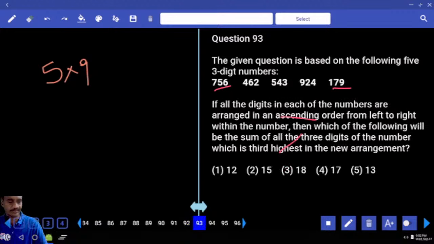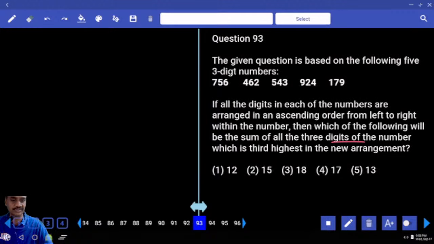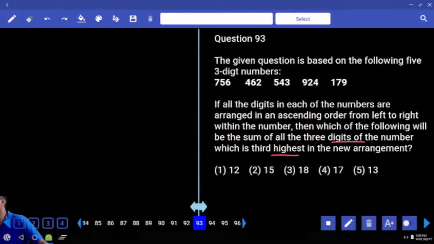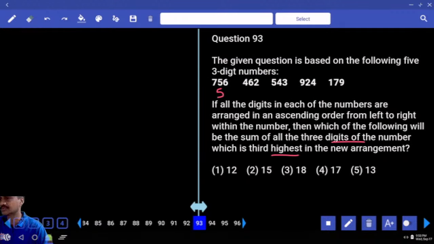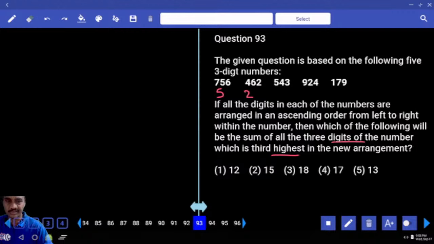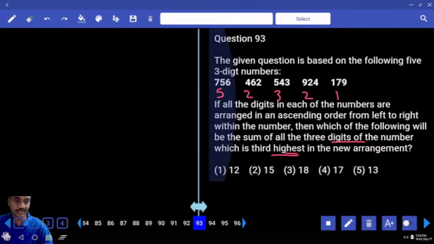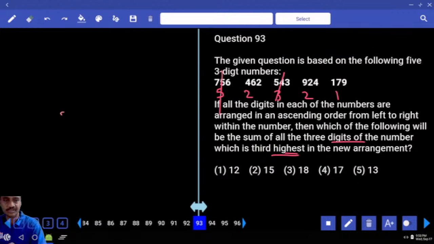Then 93. All the digits in each of the numbers are arranged in ascending order from left to right. Then, which of the following is the sum of all the three digits of the number which is third highest? All the digits are arranged in ascending order. Ascending order means the lowest digit comes to the first place. Here lowest digit comes to the first place. Here lowest comes at the first. Lowest comes at the first. Lowest comes at the first. Then the question is about the sum of all the three digits of the third highest. Now third highest, this is the highest, second highest, third highest, not 246 or 249. Which is the third highest? Not 246.